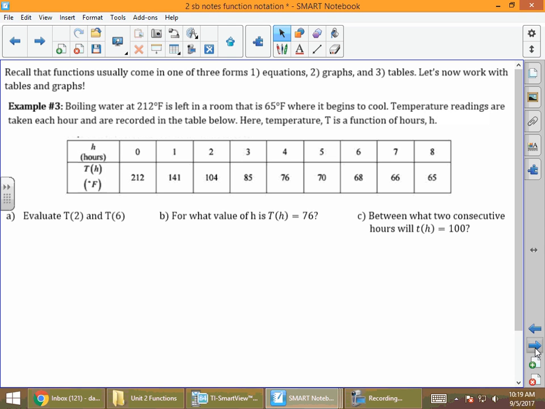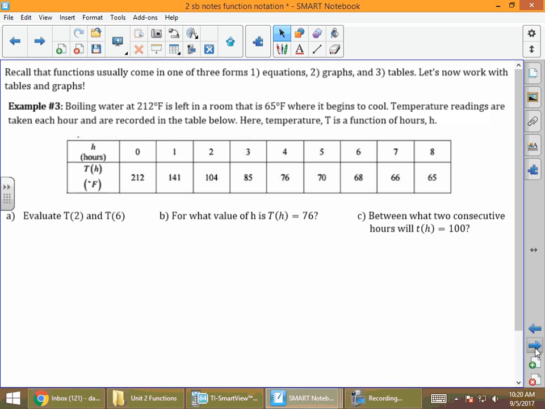So when we leave the water initially, it's 212 degrees. We go to the next space over where we see 1 hour, and now our temperature is 141 degrees. And then at hour 2, it's 104 degrees. In hour 3, it's 85 degrees, and so forth. It's how we can look at this.